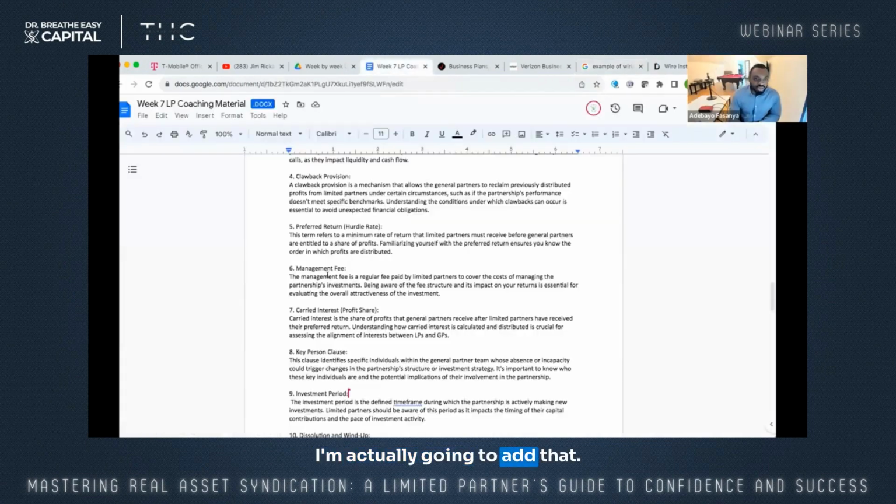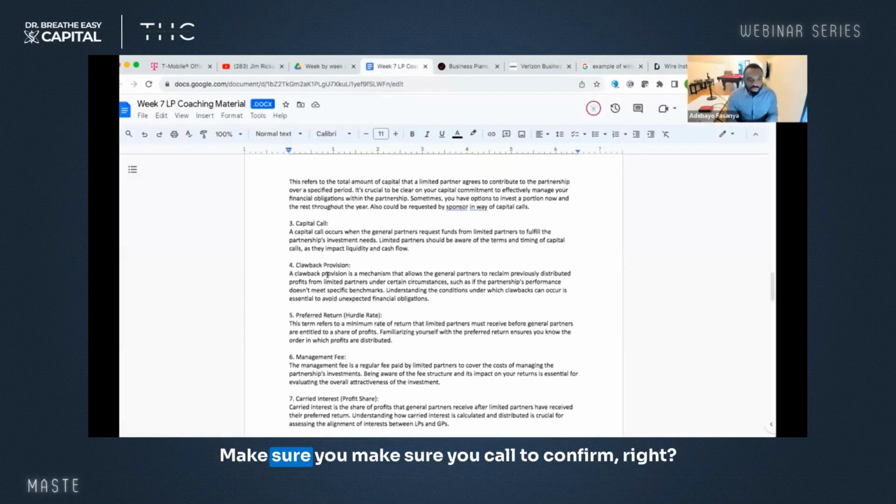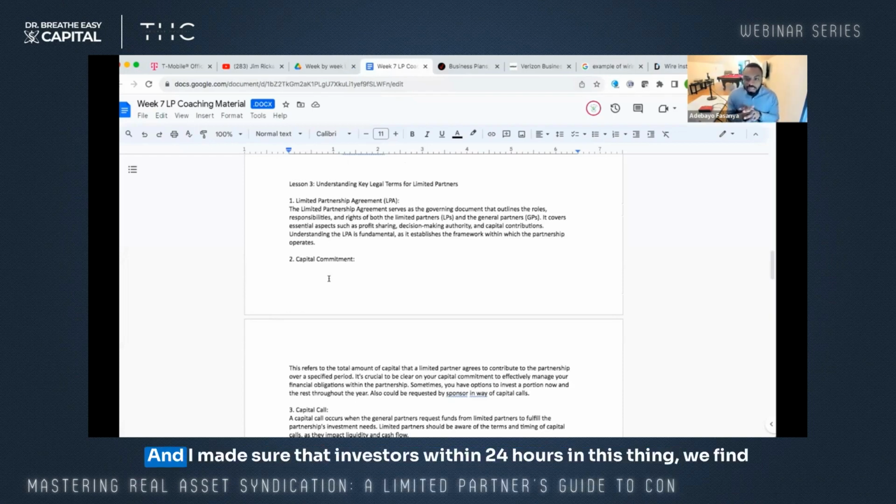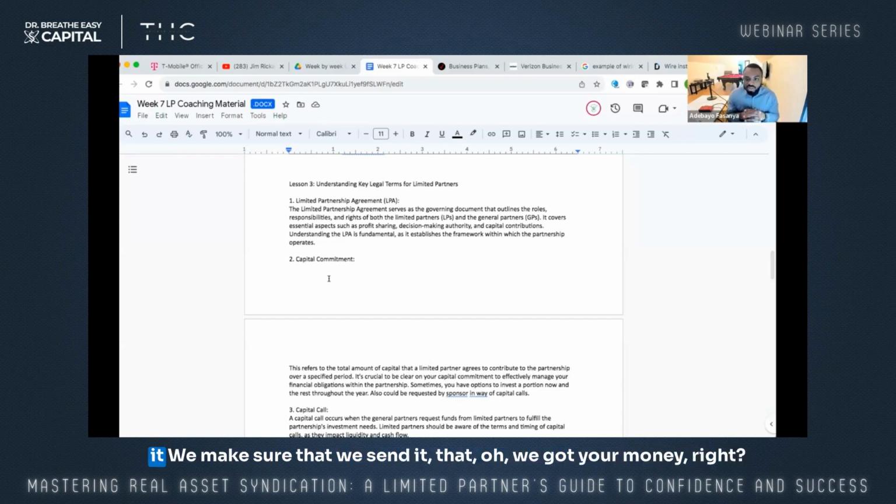I'm actually going to add that make sure you call to confirm, right? If they don't confirm immediately, right? I make sure that investors within 24 hours, immediately when we receive it, we send a message that we got your money. Sometimes even a text message, because I always get anxiety until the sponsors finally message me. So if you're a GP, make sure you do that.